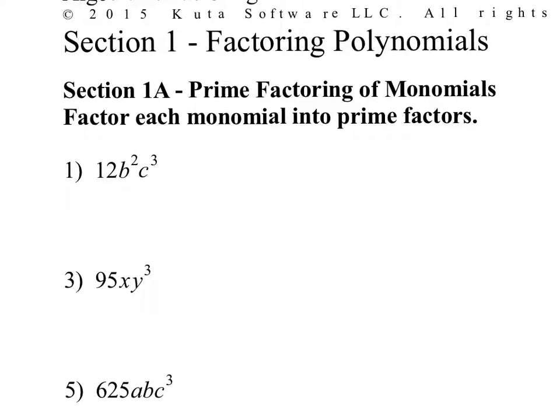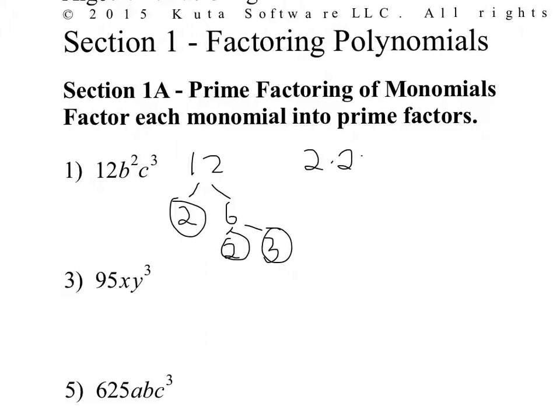So we'll start with the number 12, and we'll break it down into 2 times 6. And then we will break 6 down. 2 is prime, so I'm going to circle that one, and then we'll break 6 down into 2 times 3. And notice 2 is prime and 3 is prime. So we know for the numerical coefficient of 12, the prime factorization is 2 times 2 times 3. So we're going to go 2 times 2 times 3.